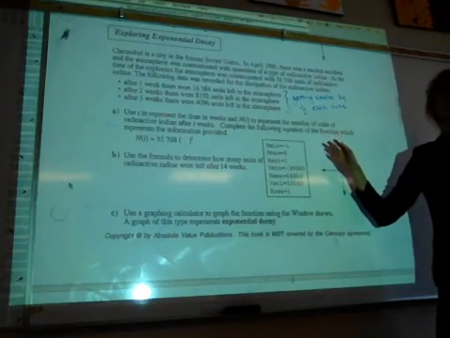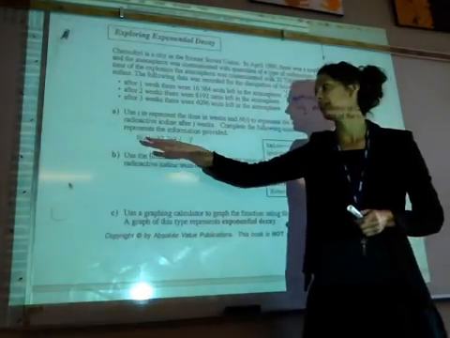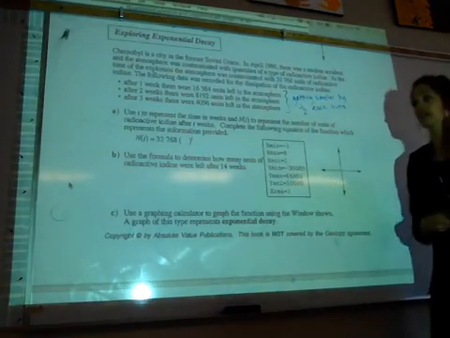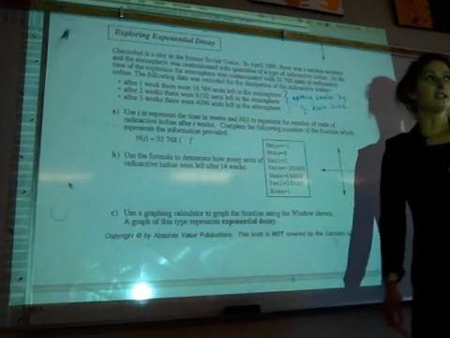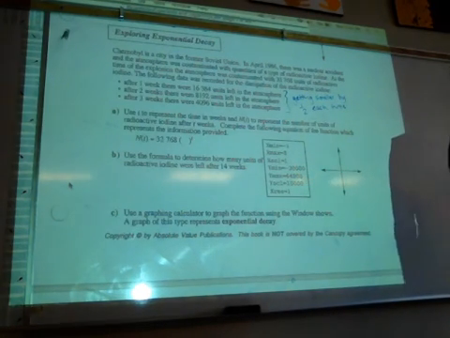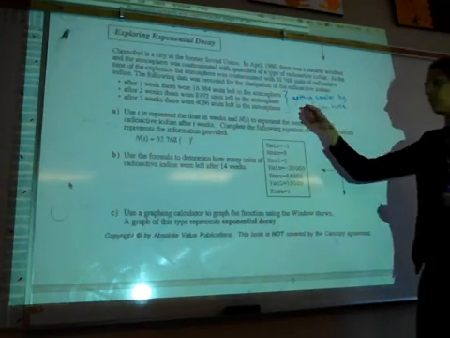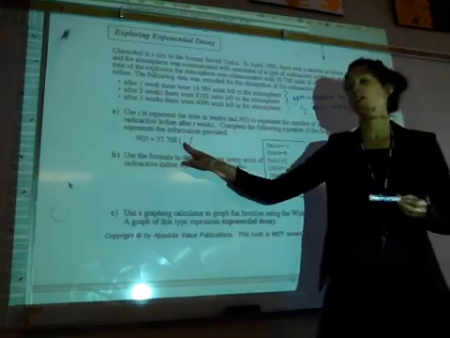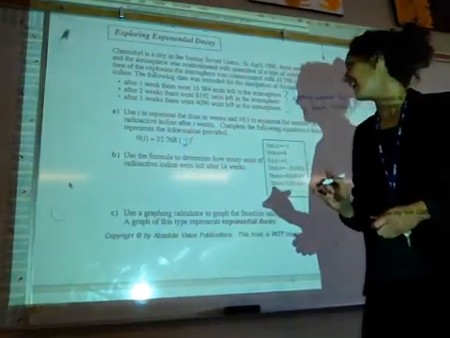Okay, so if we had to put this into the function equation, where n of t equals 32,768 something to the power of t, what was that b value in the first example? 2. Why? Because we're doubling each time. This time we're halving each time, so what's that b value going to be? Half, 1/2. Very good.